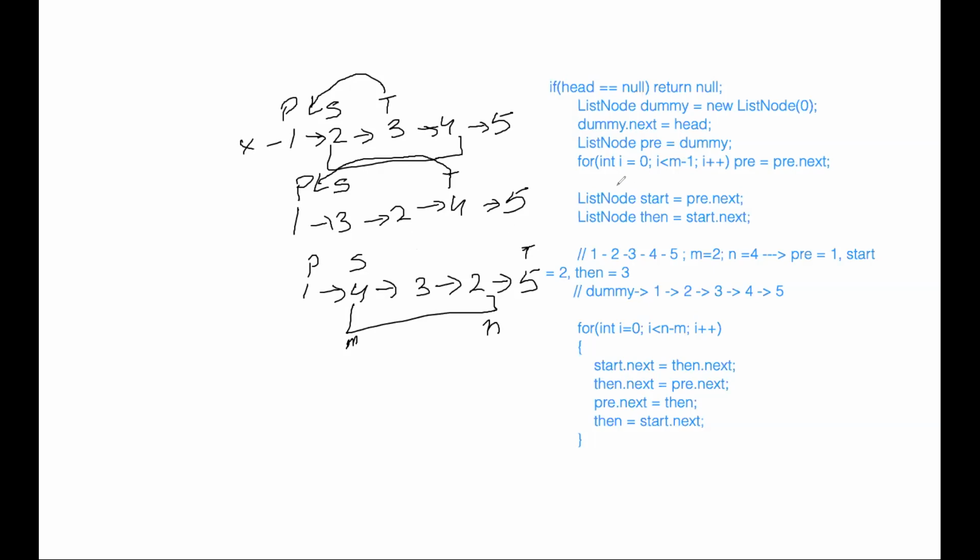To do the same, I have run a for loop where I set the pre node to pre.next, and initially pre is dummy. The moment I reach M minus 1, it means I have set this as the pre node. M and N can be given somewhere else in another test case. In that scenario, pre would be somewhere here, start would be here, and then would be here.